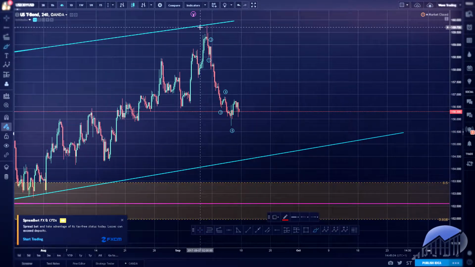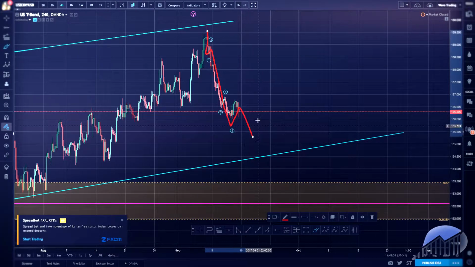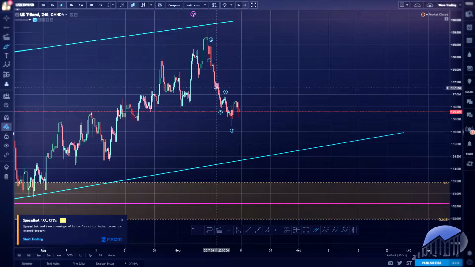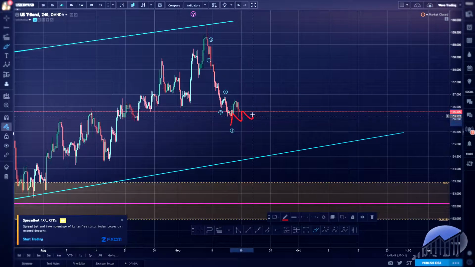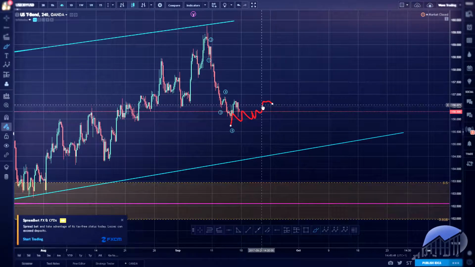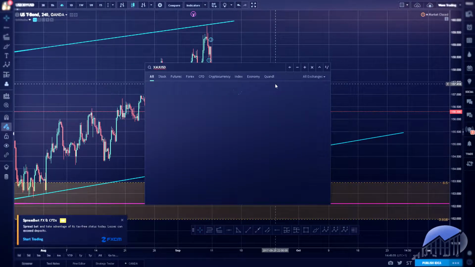Of course, it is possible that this is something like 1, 2, 3 here, 4, 5, so one more low, and then it corrects. But don't sell until there's a choppy correction and a breakout. Okay, let's have a look at gold.